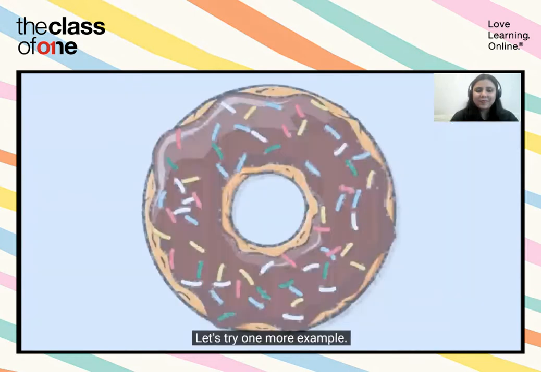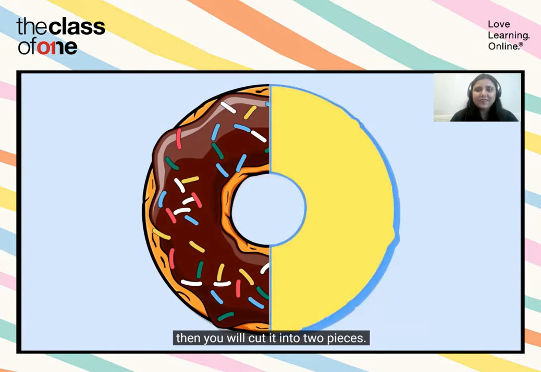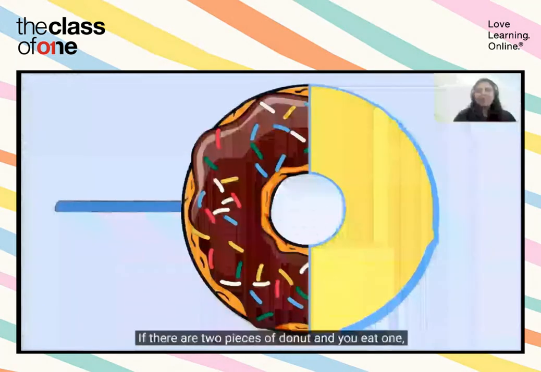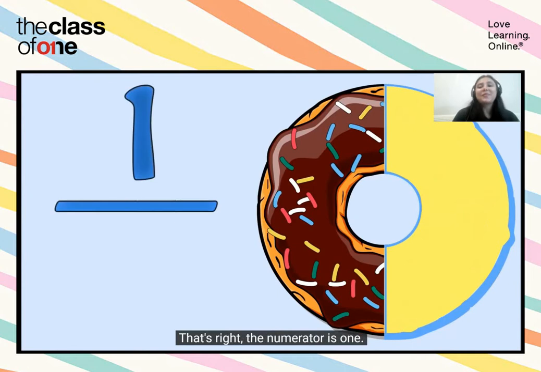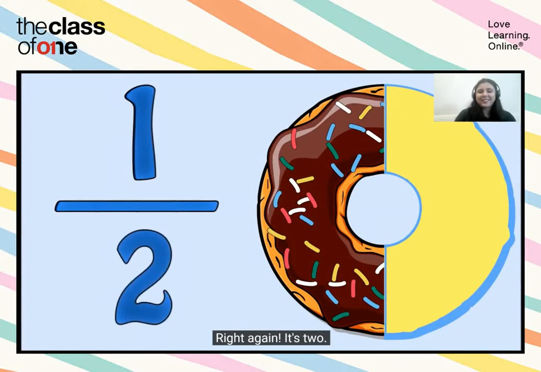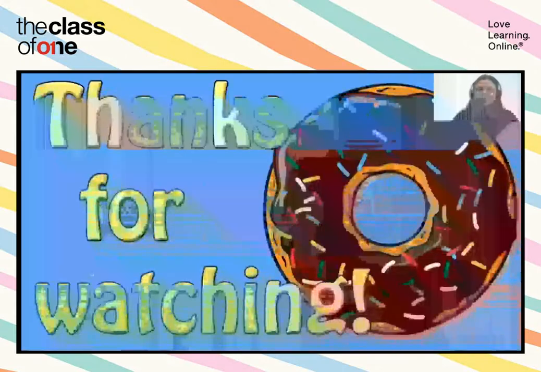Let's try one more example. If you and your friend have 1 donut to share, then you will cut it into 2 pieces. If there are 2 pieces of donut and you eat 1, what is the numerator of your fraction? Yes, that's right, the numerator is 1. What is the denominator? Total parts. Correct. Right again, it's 2. When the fraction is 1/2, we call that one half. Thanks for watching.